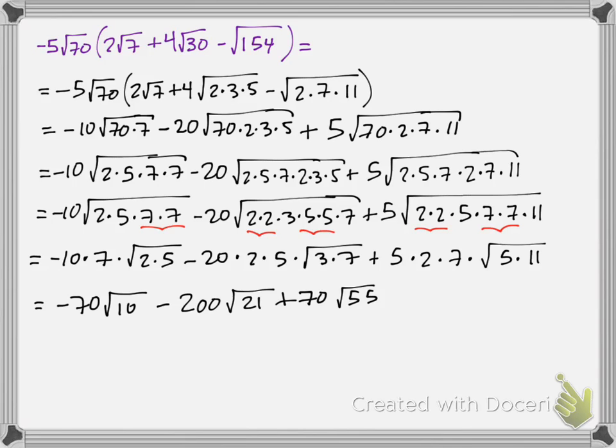Okay, now let's try to simplify. Let's see if we can add or subtract something. But as we can see, we have different radicals. It's the square root of 10, the square root of 21, the square root of 55. Okay, they are not the same. So what do we do? Well, if we cannot simplify anything, that's the answer.